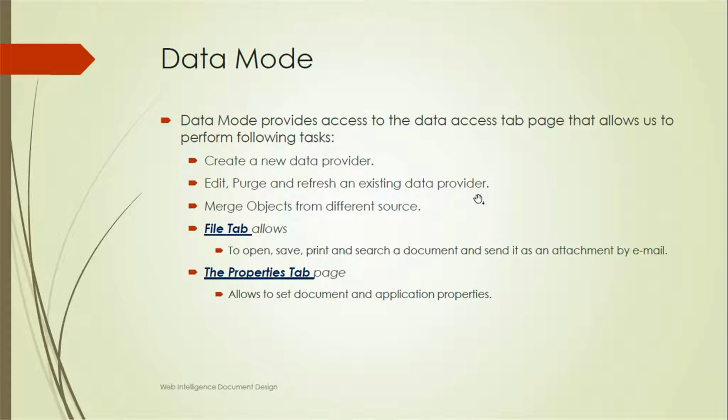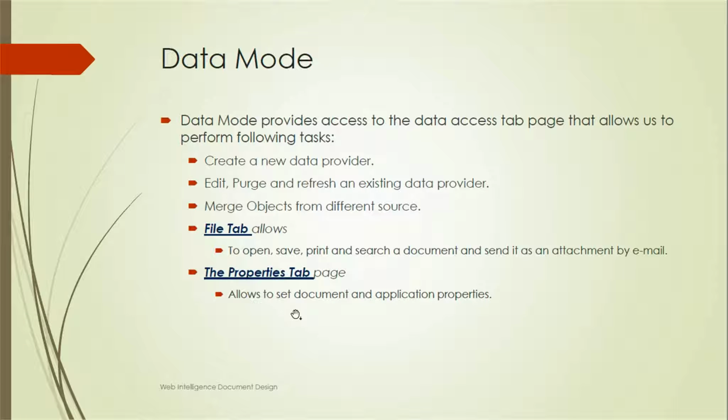What is data mode? Data mode provides access to the data access tabs that allow us to perform the following tasks: create a new data provider, edit, purge, and refresh an existing data provider, and merge objects from a different source. These three are the main tasks available in data mode. The file tab allows us to open, save, print, and search a document and send it as an attachment by email. The properties tab allows us to set the document and application properties.